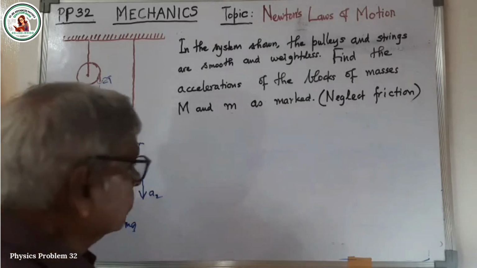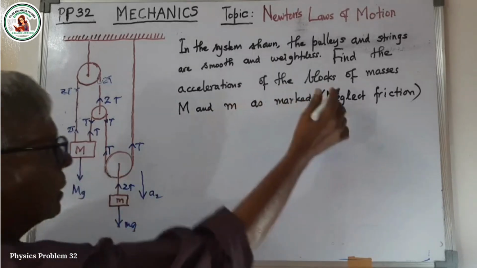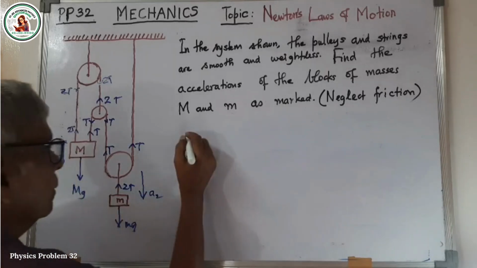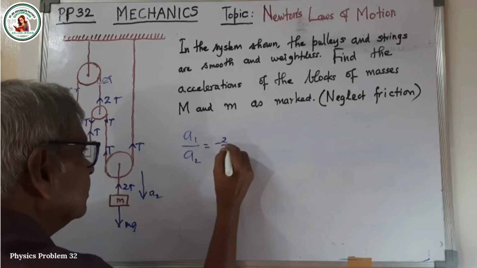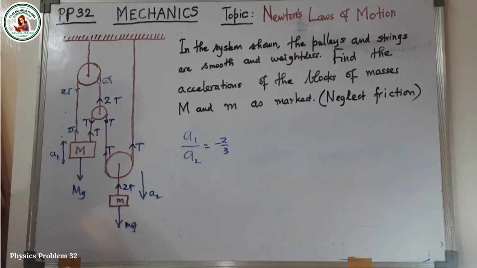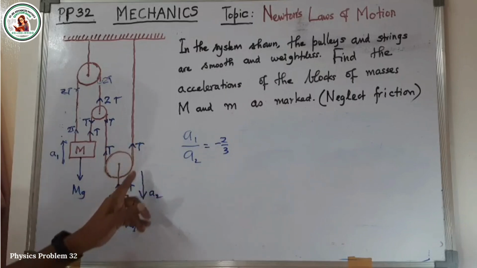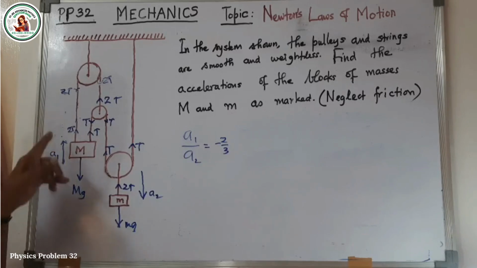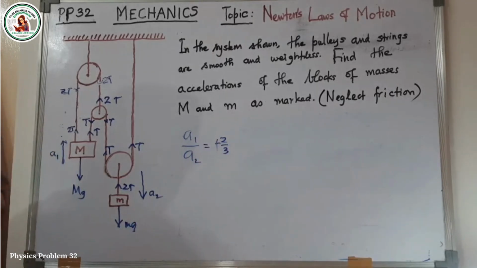Then the accelerations. Accelerations I have marked as A1, A2. This acceleration only we want, acceleration of the two masses. When I mark the two accelerations in the same direction, we got a relationship like this, A1 by A2 equal to minus 2 by 3. That minus indicates that the two accelerations can't be in the same direction. So that is why I have retained the small m acceleration down as it is. The larger mass acceleration I have reversed it to A1, so that this minus has no more significance.